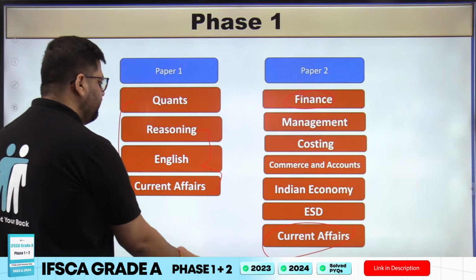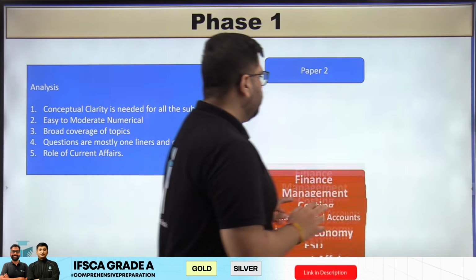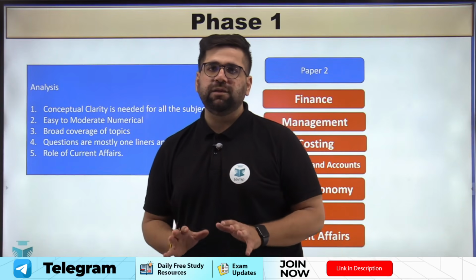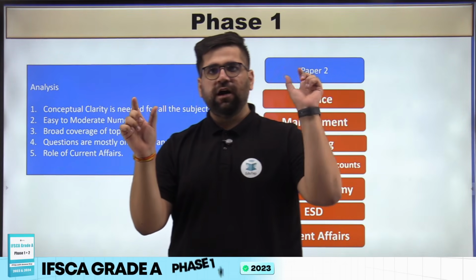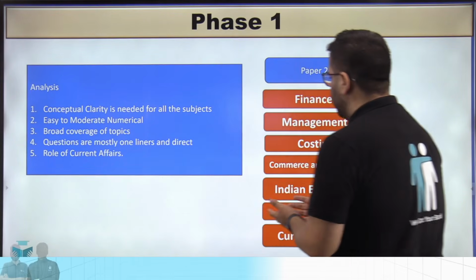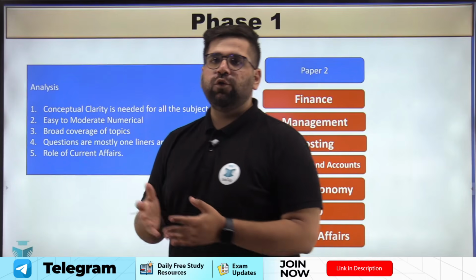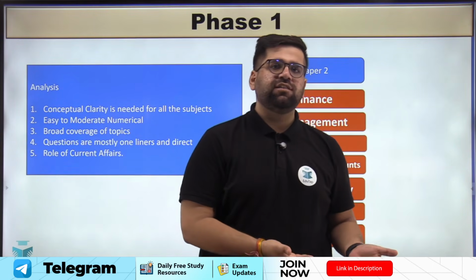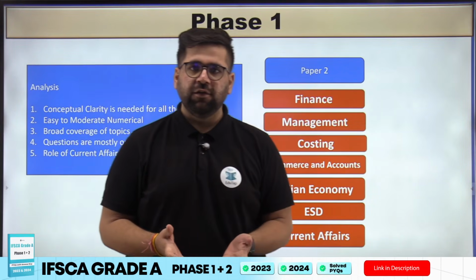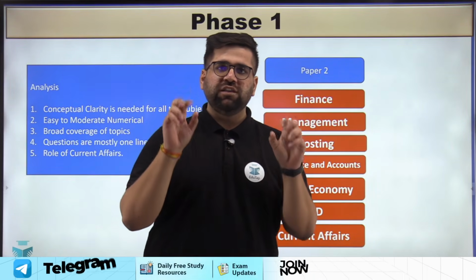Now let's have a brief discussion regarding the previous year question analysis for phase 1 paper 2. Of all the different components, this is the analysis we have brought for you. First, conceptual clarity is needed. By conceptual clarity, I mean even if a basic question comes, a hard question comes, or a moderate question comes, you need to have conceptual clarity. For example, in commerce and accounts, if they ask a question on trial balance errors and you don't know what a trial balance is, how will you answer it? Same in finance: if you don't know what a block deal or bulk deal is, or anything about the Indian stock market, you can't answer those questions. So conceptual clarity is needed.